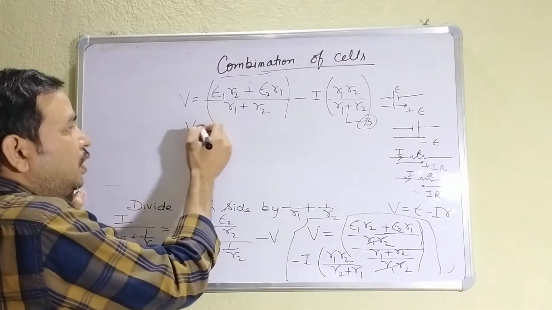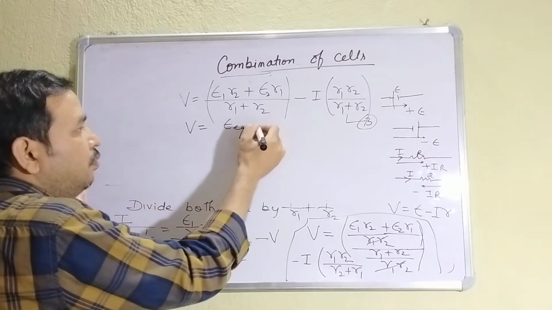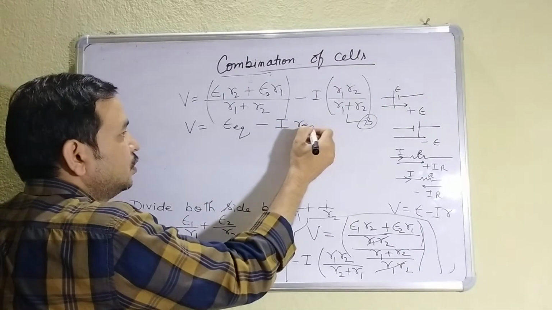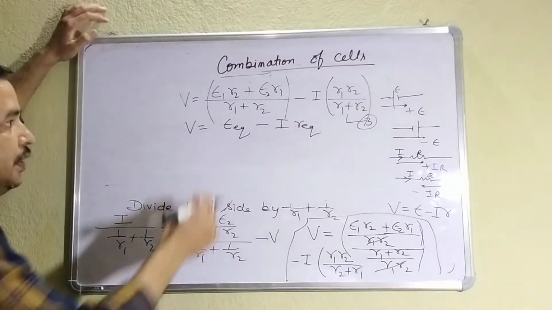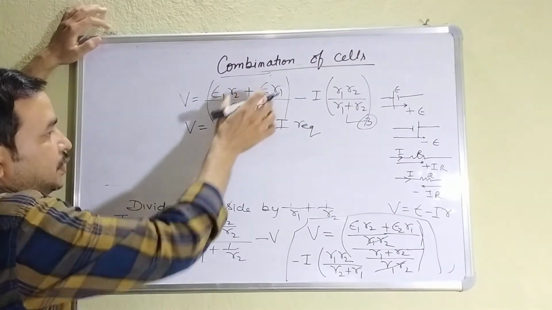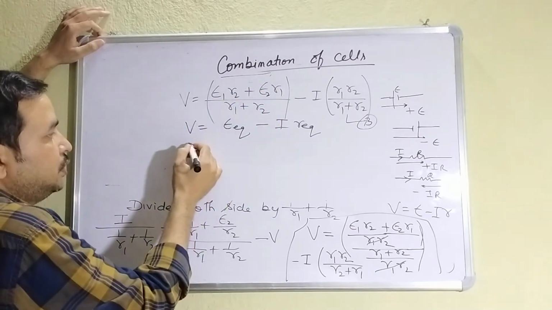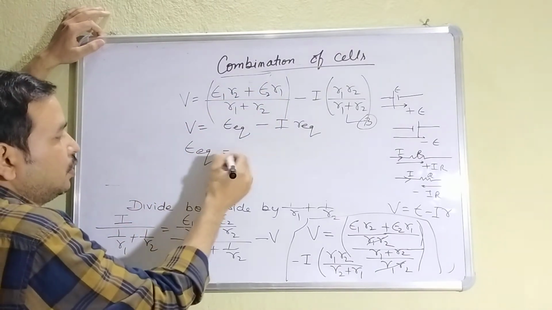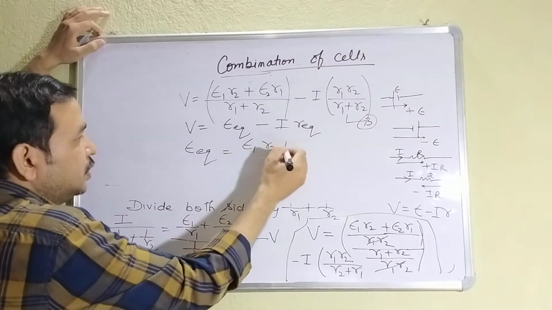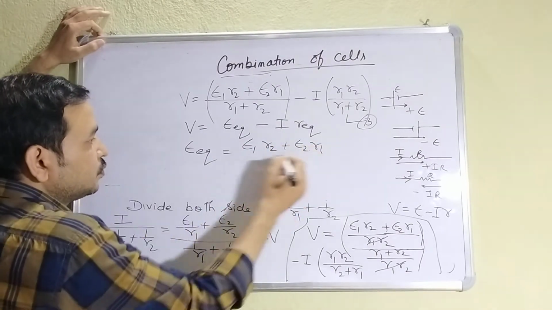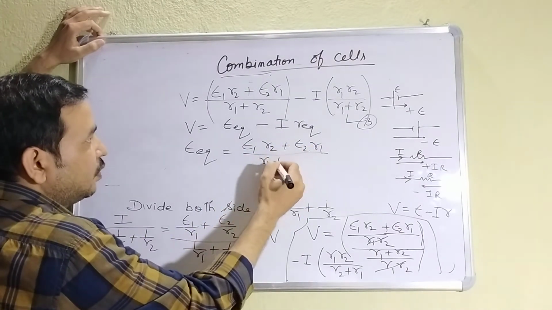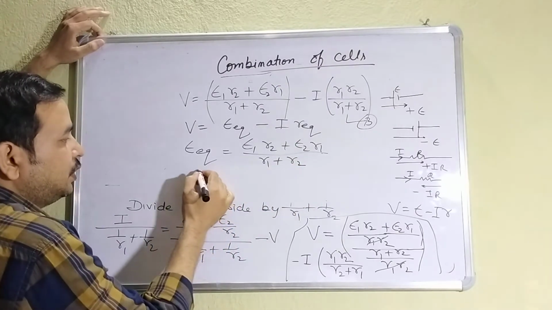With this equation, if you are comparing E equivalent minus I R equivalent, what are you getting here? What will the equivalent resistance be? In place of equivalent EMF, you can see that it will be E1 R2 plus E2 R1 by R1 plus R2. And what is R equivalent?